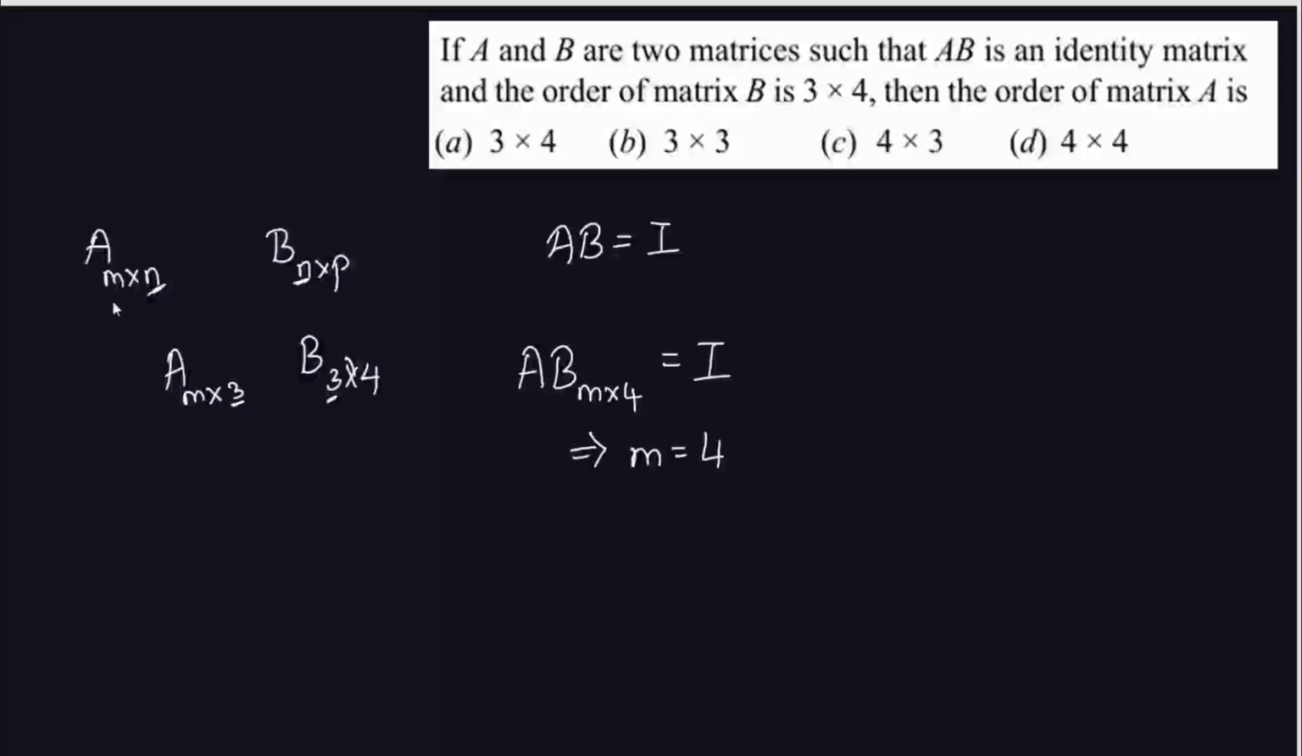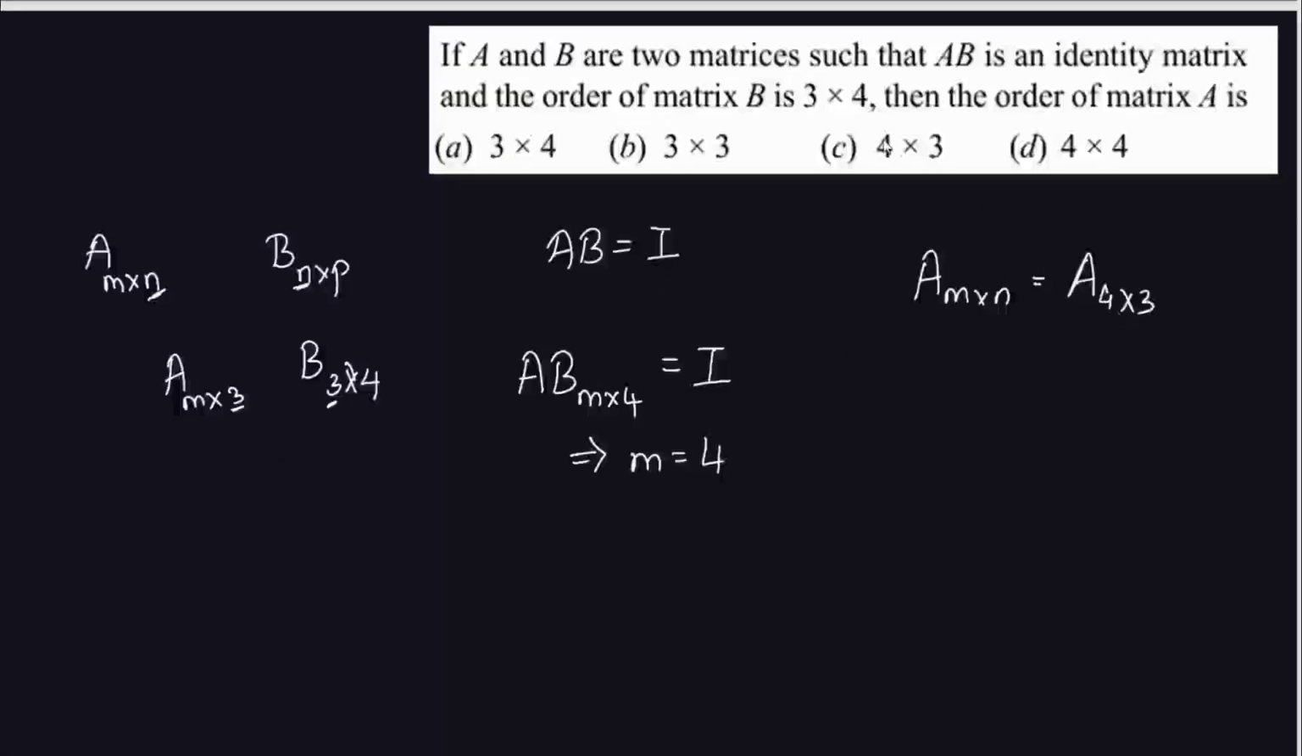Now, I had taken A matrix order was M cross N. They have asked me to find the order of A matrix only. So, what will be order of A matrix? M cross N now. So, what I have got? M is what? 4. What is the value of N? I found out it is 3. So, that is 4 cross 3. That is option C is the correct answer.